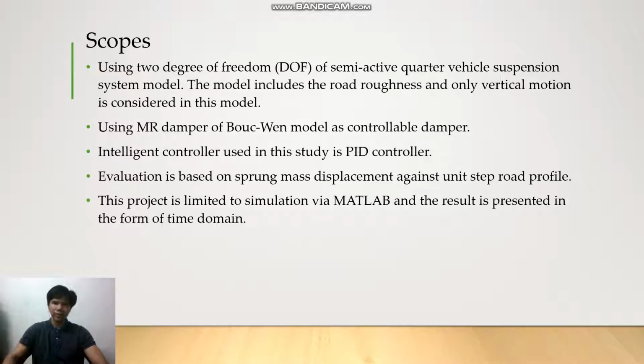So the scope for this project is limited to 2 degrees of freedom of the semi-active quarter car suspension system model, and this model only includes road roughness and only vertical motion. The controllable damper used in this project is MR damper of Bouc-Wen model, and the intelligent controller used in these studies is PID controller. Then the evaluation is based on sprung mass displacement against unit step road profile. And last, this project is limited to simulation via MATLAB, and the result is presented in the form of time domain.